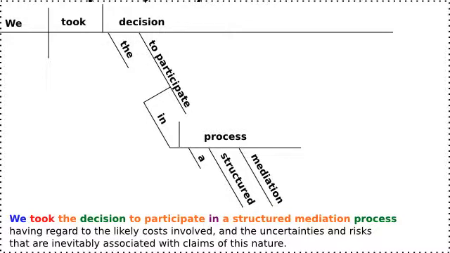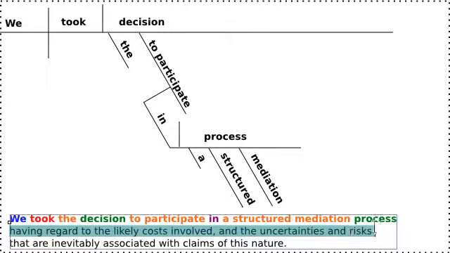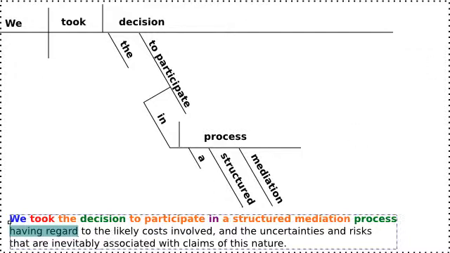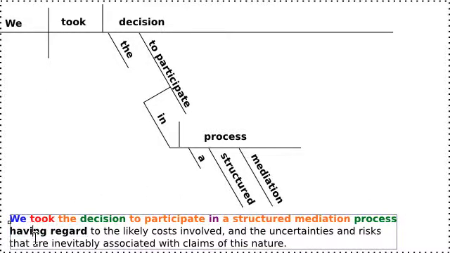Now we'll go back up to the storyline, to the object decision, and ask, what sort of decision? And the answer we'll see is a decision having regard to the likely costs involved and the uncertainties and risks. Now, you can probably easily see that that is, in fact, two phrases, and the first one, having regard, is what we call a participial phrase, because having is the present participle of the verb to have. And because they function pretty much just like prepositions, make the participle purple.